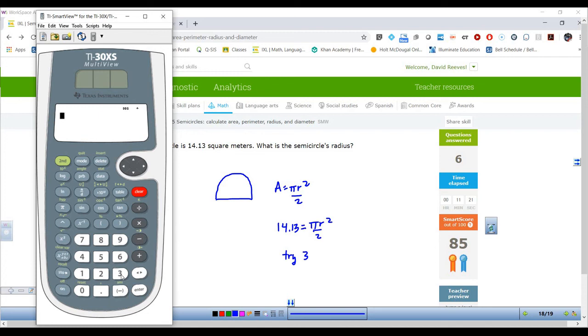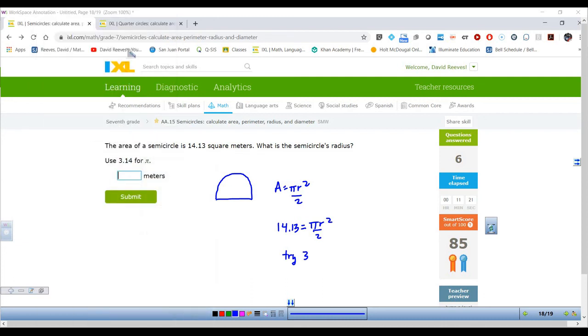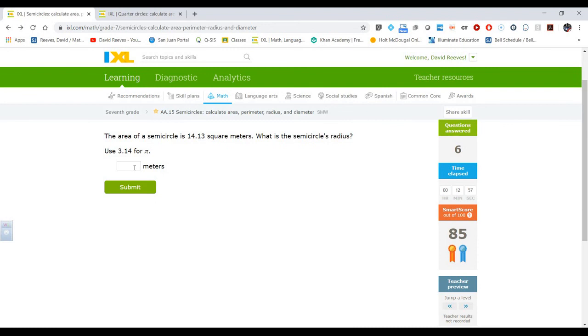So again, I'm going to go pi, but we're using 3.14 for pi. Pi times 3 squared, and I'm going to get that answer, and then I'm going to divide that by 2. It's looking really good, and I get 14.13. So my radius, did they ask me for the radius? They did. My radius is 3, so I'm going to go ahead and put that 3 in, and there we go.